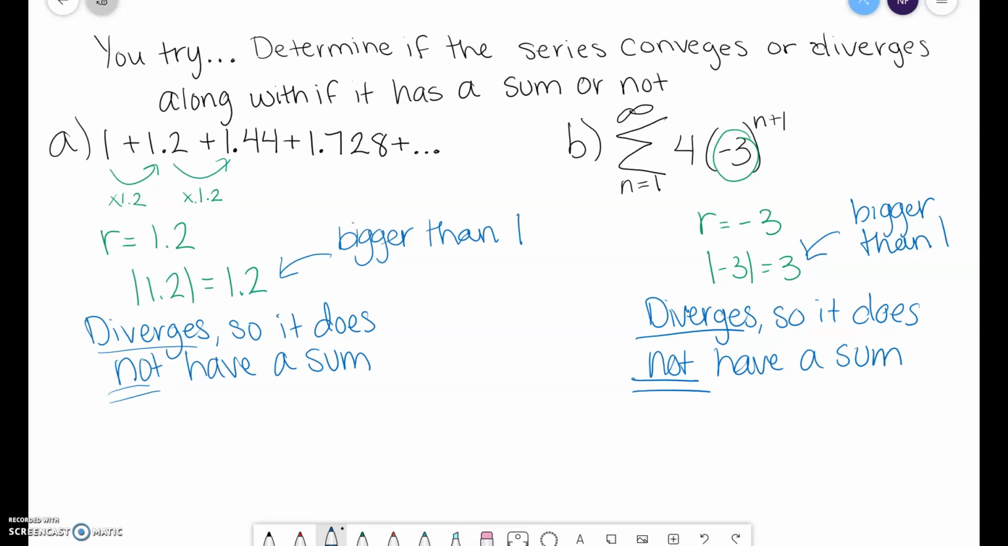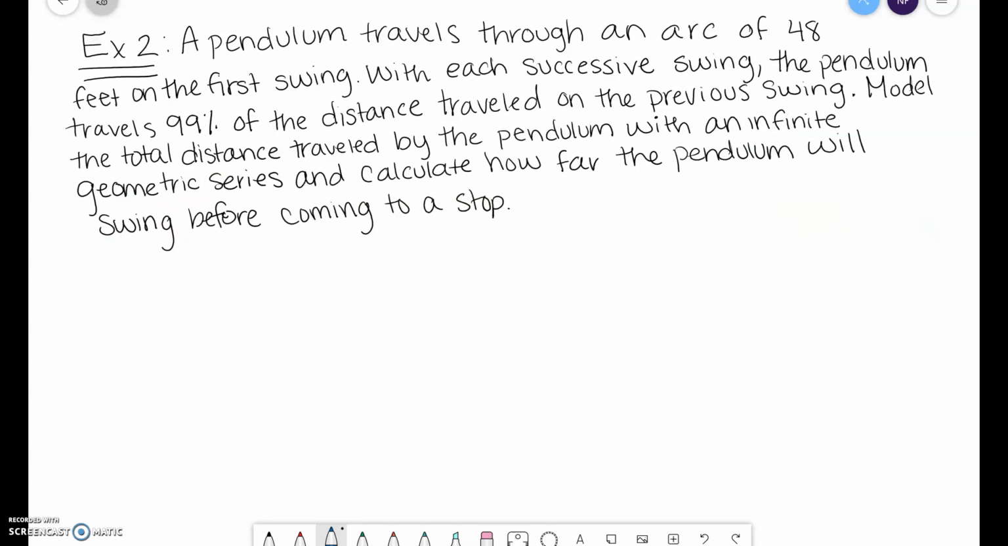Okay, so now we have a word problem. So a pendulum travels through an arc of 48 feet on the first swing. With each successive swing, the pendulum travels 99% of the distance traveled on the previous swing. Model the total distance traveled by the pendulum with an infinite geometric series and calculate how far the pendulum will swing before coming to a stop.